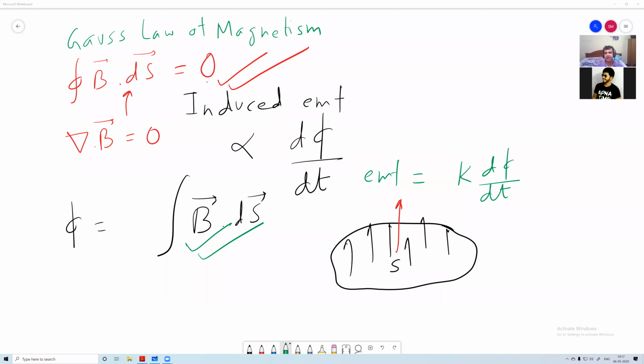Ranges constant. What is that? That's what I want to know. What is K? The induced EMF will try to oppose. So what should be K? It is not permeability, not number of turns, not anything else. It's a number. What is that number?